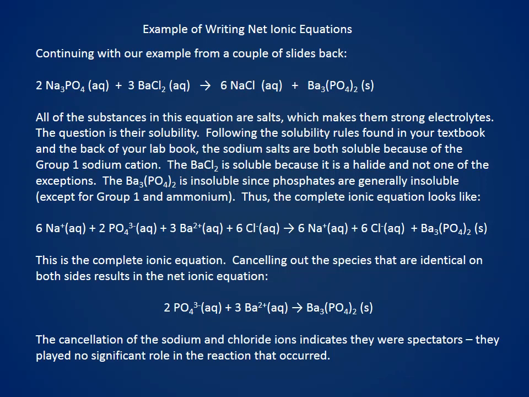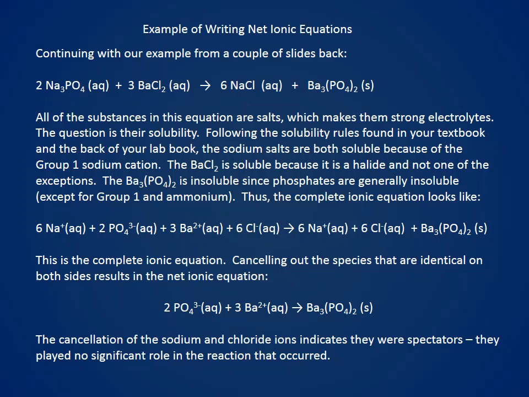So we continue with our example of sodium phosphate and barium chloride from earlier. These are all salts. You notice that we've already decided who's aqueous and who's the solid in here. When I go through and think about my solubility rules, what I find out is, if I think about my sodium phosphate and go to my flow chart, I'll find out that sodium phosphate is soluble and it's a strong electrolyte. So is barium chloride. So is sodium chloride, but barium phosphate is not.